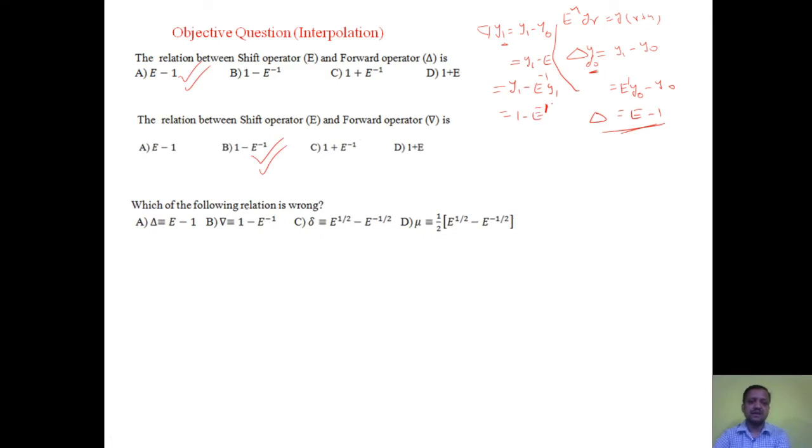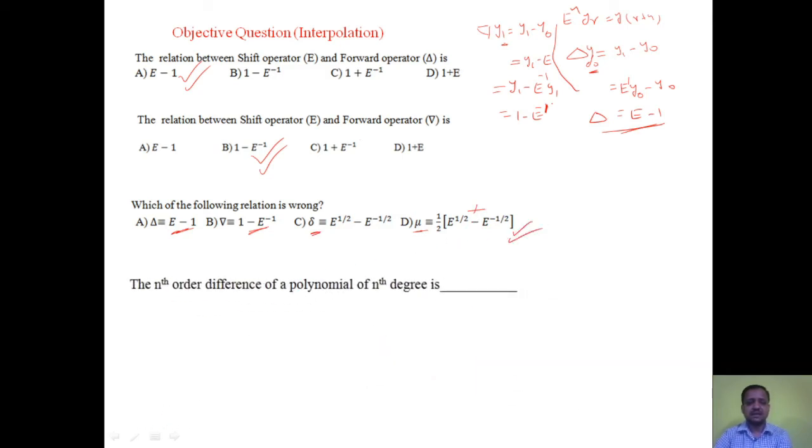Which of the following relations is wrong? Now only we derived this; this is the right option. This is also the right option. These two are the average operator and the central difference operator. Average means here there must be a plus operation. So this is the wrong option.